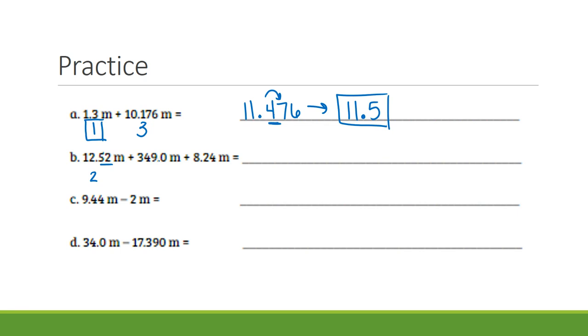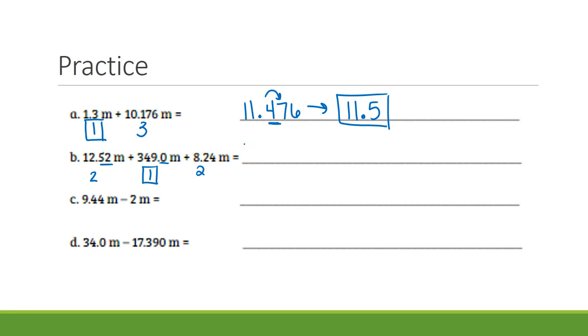349.0, so you still do the Pacific rule, go left to right. So that 0 is significant, so that has 1 in the decimal point. And 8.24, the 24 is going to be significant with the Atlantic Pacific rule. So we are left with 1 sig fig again, because that's our fewest.